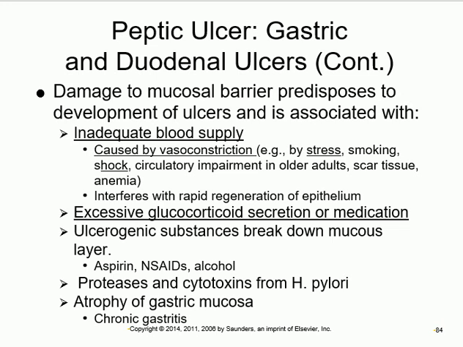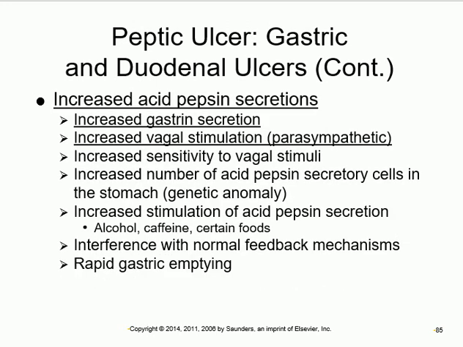Glucocorticoids suppress, whether you're taking them as medication or secreting them inside, glucocorticoids suppress the reproduction of the mucus cells. Some types of medications like aspirin, and alcohol, irritate the mucous membrane of the mucosa of the stomach or duodenum, so you lose part of it and you get ulcers. Chronic gastritis is another reason. Increased acid or pepsin secretion.